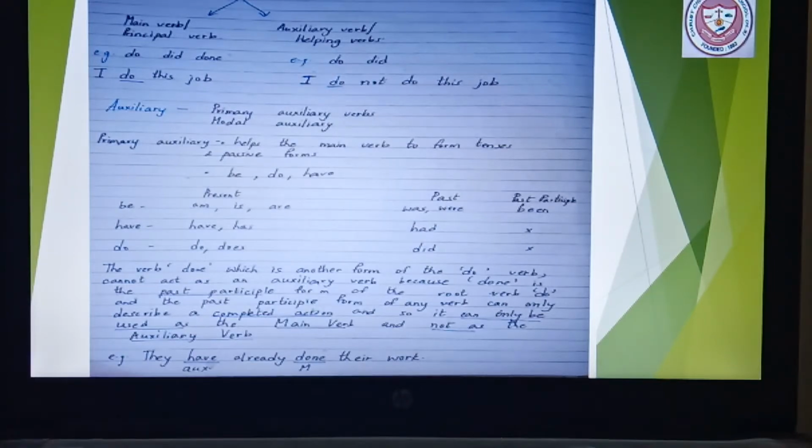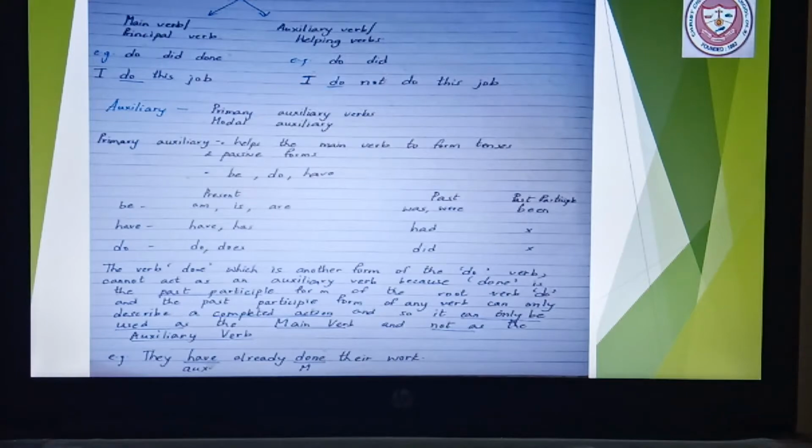Now the question is why? Because done is the past participle form of the root verb. What is the root verb? Do. And done is the past participle form of that. The past participle form of any verb can only describe a completed action, so it can only be used as the main verb because it depicts a completed action. Therefore, it can only be used as the main verb and not as the auxiliary.